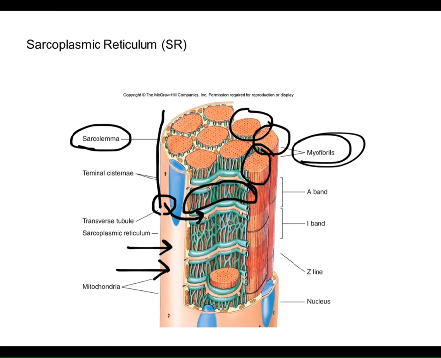What's going to open those gates? A voltage change or a molecule coming in? It's a voltage change, right? So these are going to be voltage-gated calcium channels that would open as that electrical signal travels down the T-tubule. That came, we already know, from the neuron that stimulated this muscle.